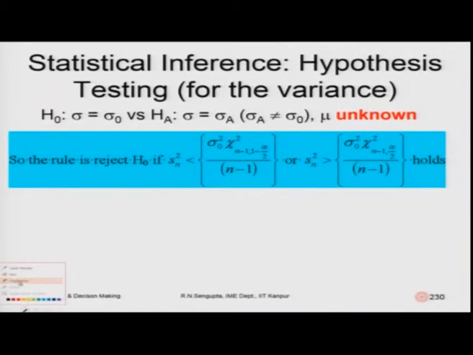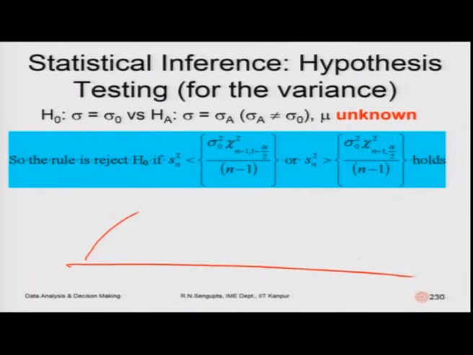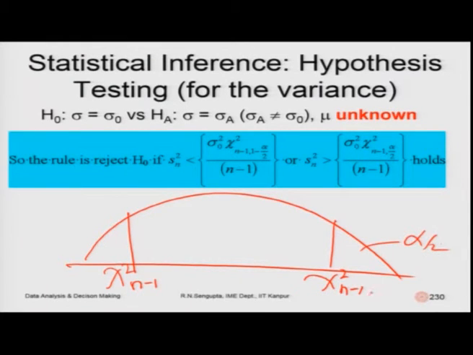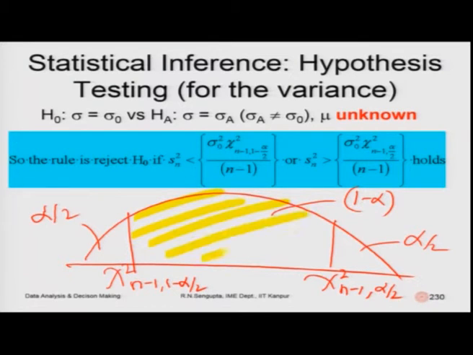Finally, for the case, I will first write the degrees of freedom. So, this is alpha by 2. This would be 1 minus alpha by 2, because this is alpha by 2. This is 1 minus alpha. So, we have drawn it, let us see. And the hypothesis is h naught sigma is equal to sigma naught versus h a, where sigma is equal to sigma a is not equal to sigma naught and mu is unknown.